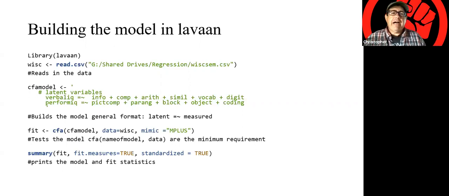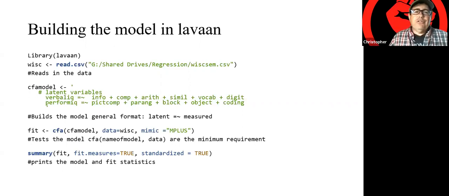So the two things that we need here, verbal IQ, equal sign tilde, is equal to info, comp, arithmetic, similarities, vocabulary, and digit span. Anytime you see an equal sign and then a tilde, that is saying the thing on the left is the latent variable, the things on the right are the measured variables, the variables that actually exist in your data file that are proposed to go with that. So you can see I built that for verbal IQ and for performance IQ. Stuff on the left, you can name it whatever you want. Stuff on the right has to match the names in the data file exactly.